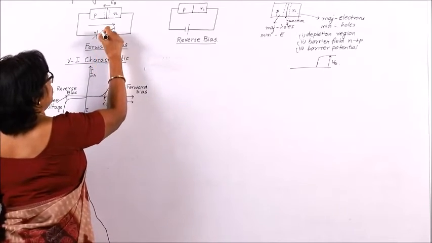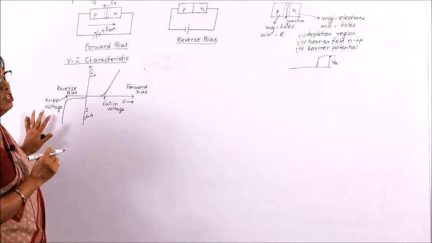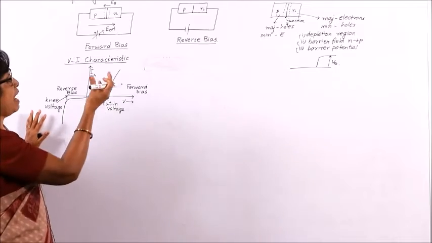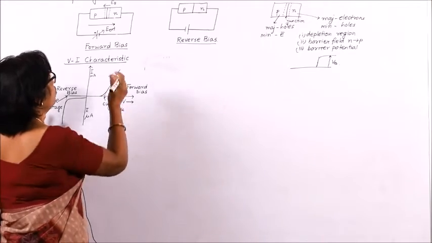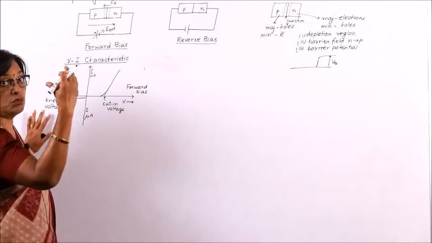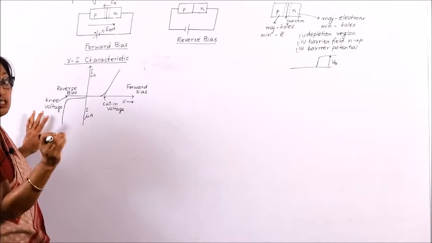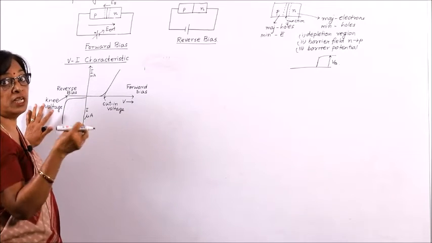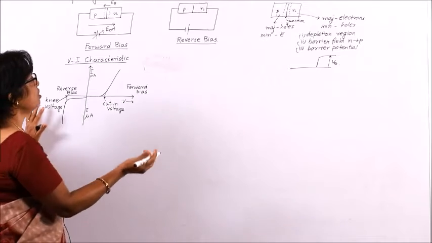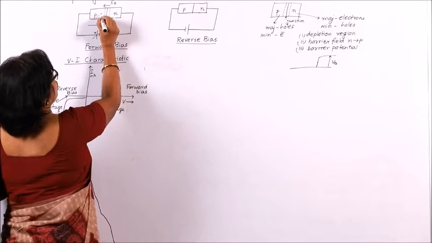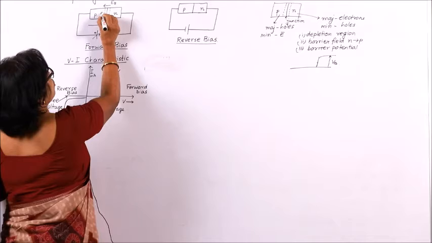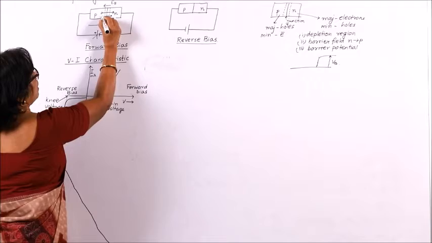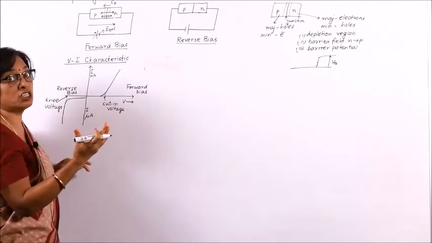So, if you go on changing this external voltage from 0 onwards, after a certain voltage the depletion region reduces to 0, the barrier field decreases to 0, and the barrier potential also reduces to 0. Hence the holes can now cross over. Similarly, the electrons from N can now cross over because there is no depletion region now.